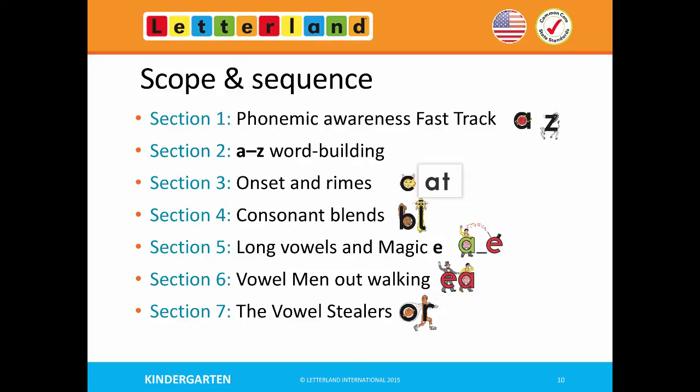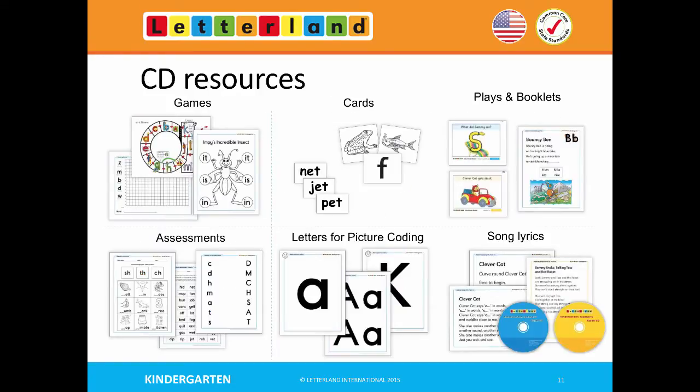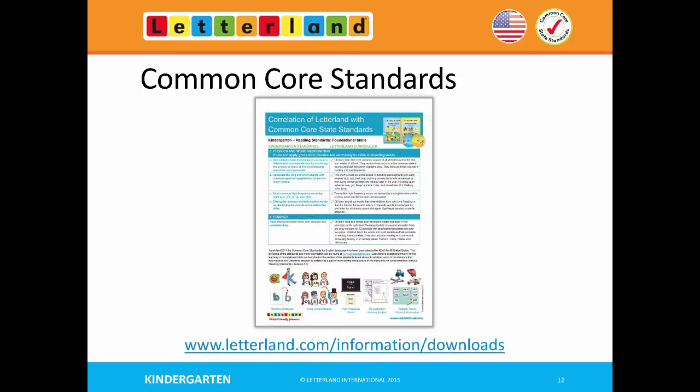So the Phonemic Awareness Fast Track provides an early, rapid, multisensory introduction and review of the 26 letters of the alphabet. Accompanying the teacher's guides are CDs, which include hundreds of resources for both classroom and home use. Please take a moment to explore these materials. You will discover decodable text, word cards, song lyrics, the reader's theater, as well as assessment materials, and much, much more. Letterland has a close correlation with the Common Core state standards. More information about how Letterland delivers the standards can be downloaded from our website at letterland.com.